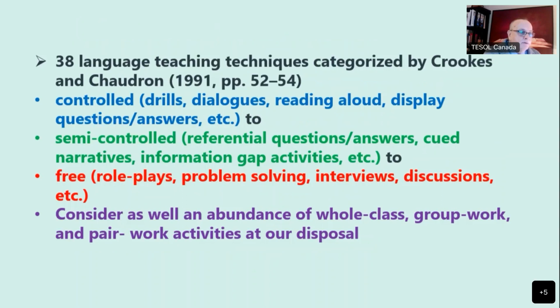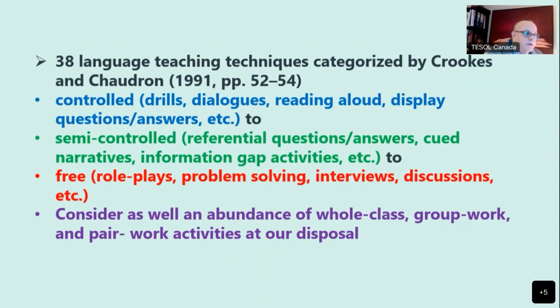A methodology of teaching a language that has controlled drills and dialogues, reading aloud, questions and answers. So there's reading and writing involved mostly here, especially with the drills. Which methodology is this connected to? That would be the grammar translation method.